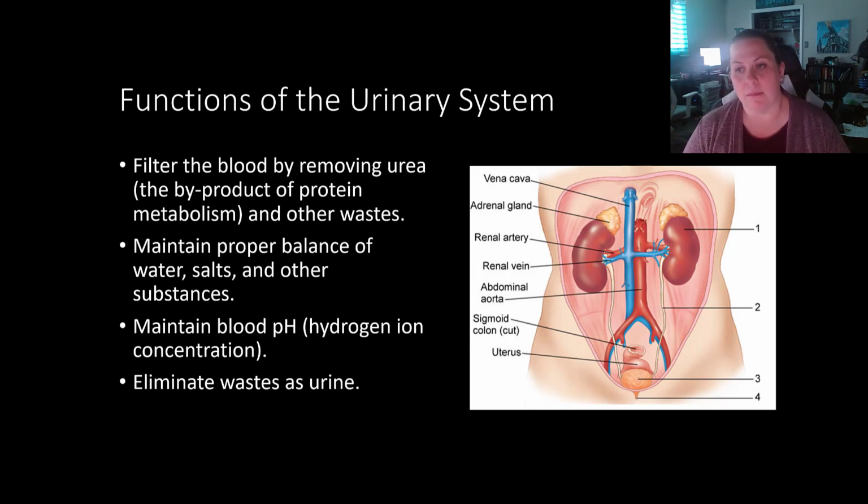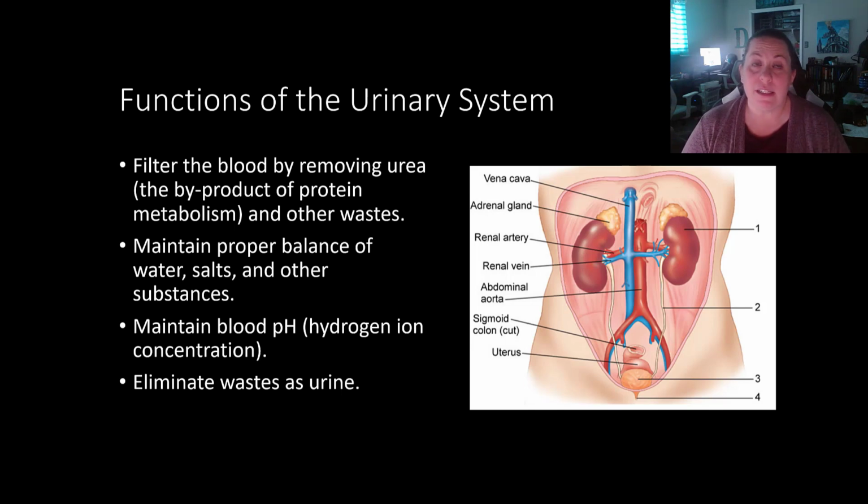When we're looking at the urinary system, it is going to filter our blood, and the main purpose is to filter out the liquid waste. This liquid waste is things like urea, but all of those waste products that your cells create through cellular respiration. So these are those byproducts of breaking down, whether it's carbohydrates, proteins, fats, whatever it might be.